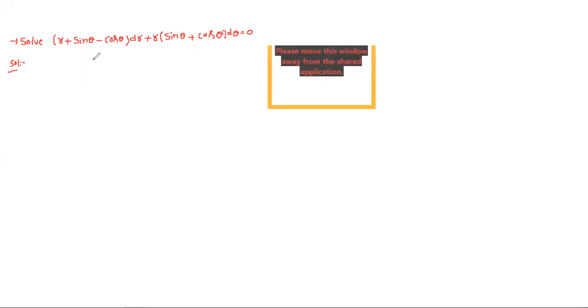And next, here it is. In the previous problems we solved, the equations were in terms of x as well as in terms of y, that is completely in Cartesian. If you observe this problem, it is in terms of r and theta. It means this one comes under polar.